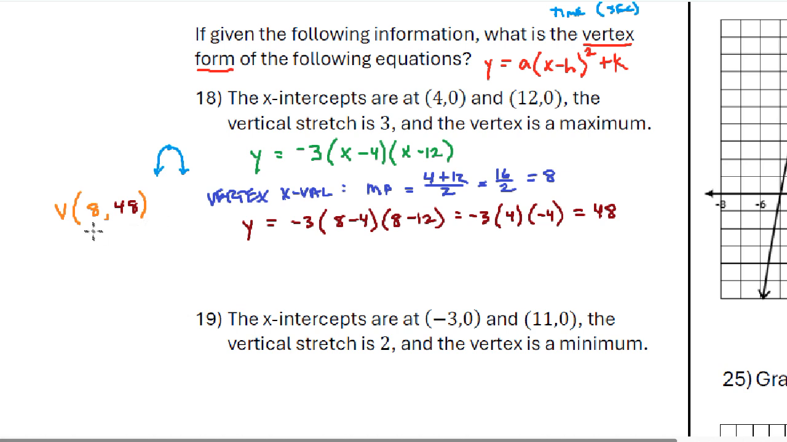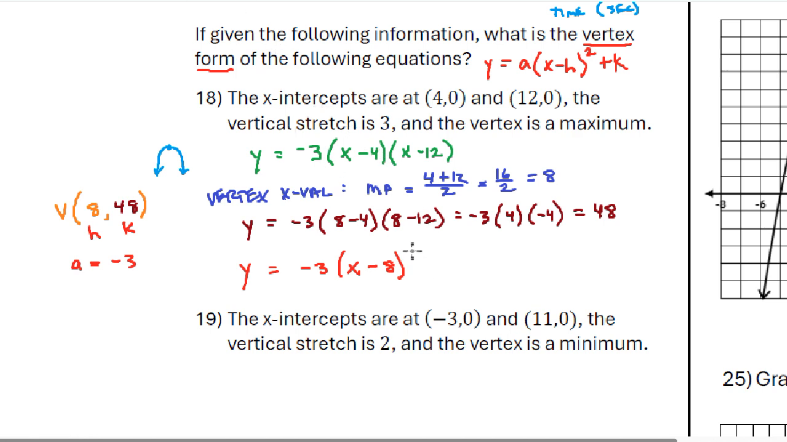Think about this. You know h, you know k, and the a value of this equation is exactly the same as the a value of any quadratic, whether it's standard form, intercept form, or factored form. So our a value equals negative 3. And here comes our vertex form. y equals negative 3 times (x minus 8) squared. Our h value is 8. That means we are subtracting 8.